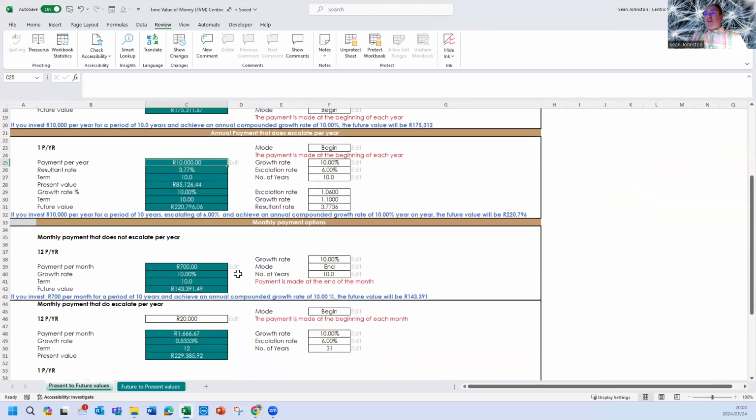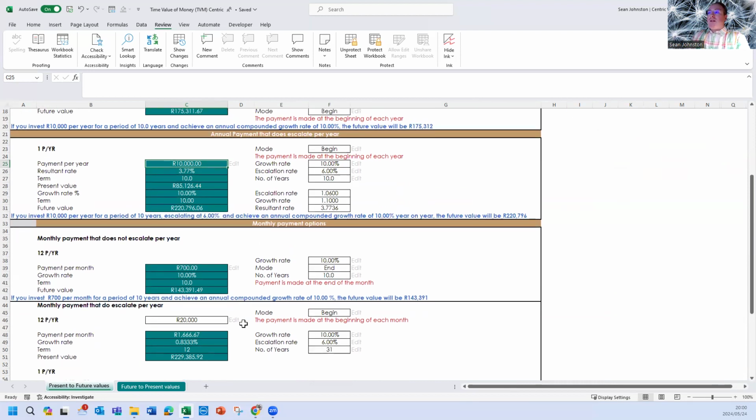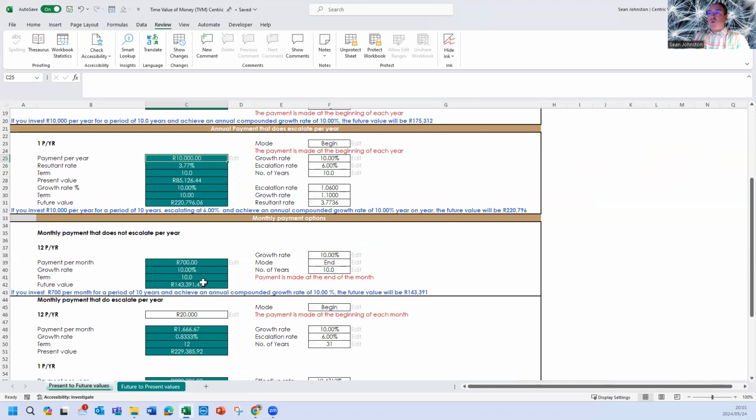The last calculation is making monthly payments. There's actually one with and without escalation. Monthly payments means obviously you are making 12 payments a year for that duration. So you can take 12 times how many years it is, that's the total payments you're going to make. Let's put it on begin mode because I've already shown you why that's important.